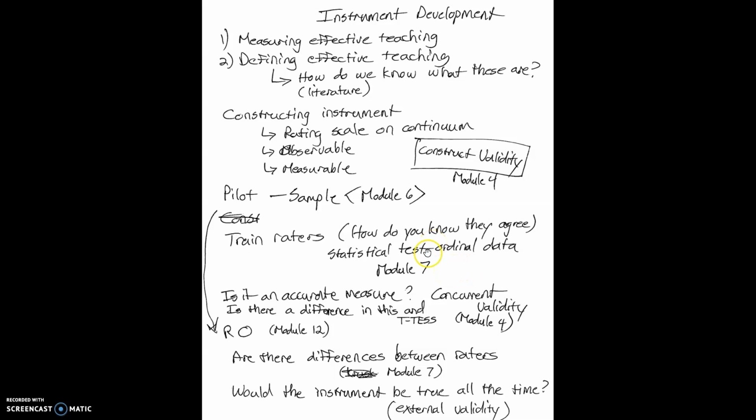So let's say that we agree that we have a lot of agreement on the ratings. Is that an accurate measure? Is there something else that we can compare it to? If somebody scores well on the t-test, does that also mean they're scoring well on our test? Does it have any concurrent validity? So again, we want to know if there's differences between the raters. We also want to know, is this a one-shot thing or does this happen all the time? Does it have any external validity?